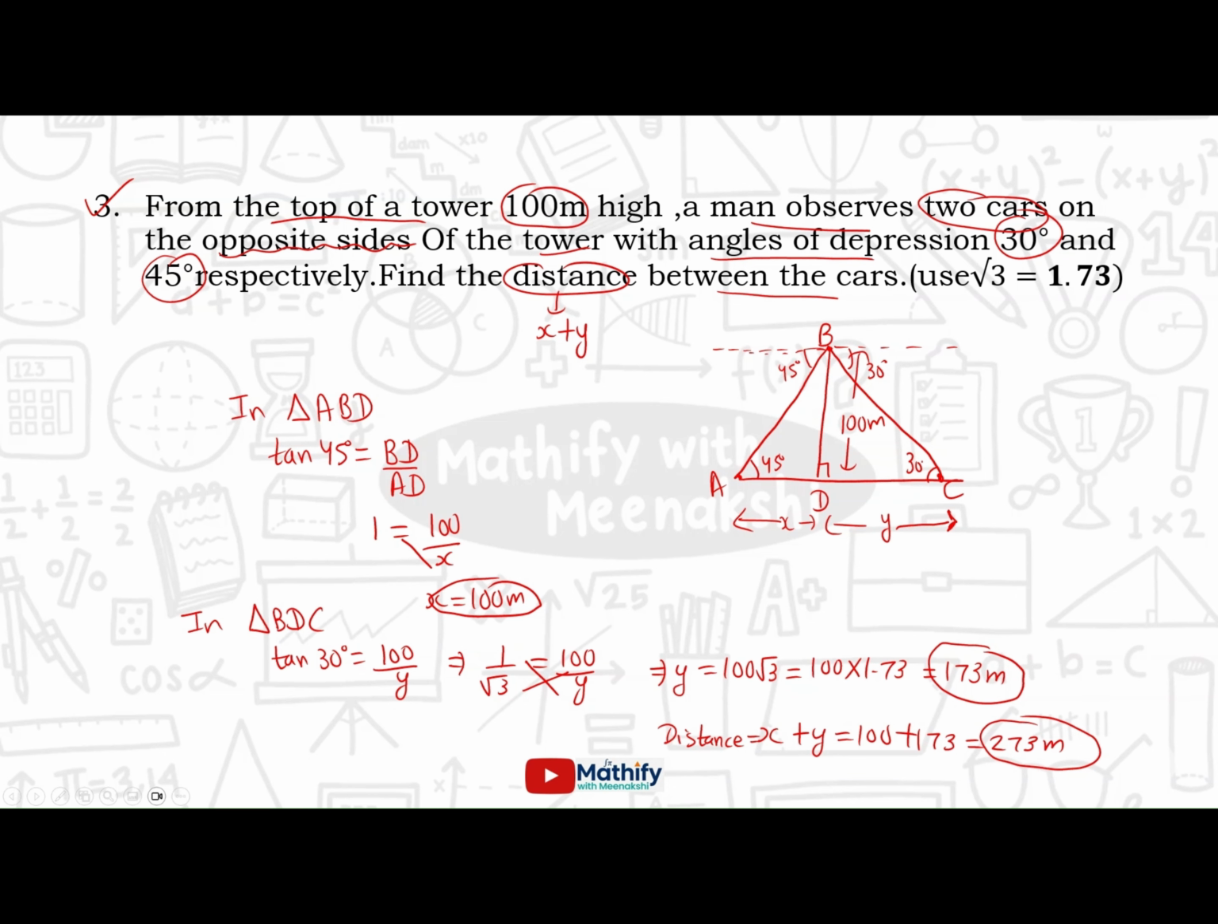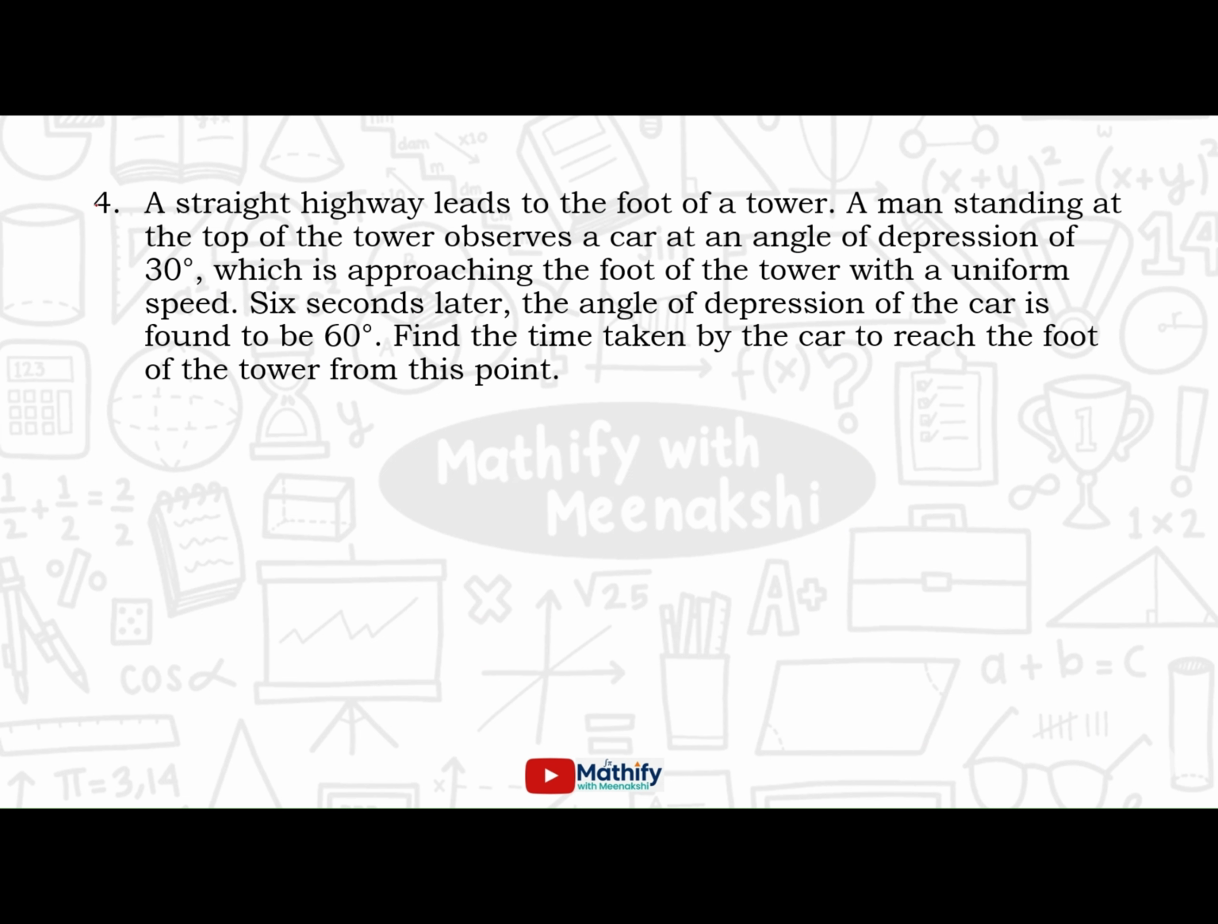Now let's move to the next question. Question number 4. It's given a straight highway leads to the foot of a tower. So let's draw. It's a straight highway that leads to the foot of a tower. The tower is always vertical to the ground. Now it's given a man at the top of a tower observes a car at an angle of depression 30 degrees. Suppose here it's A. Now you know angle of depression? Angle between the horizontal line and line of sight. This is 30. Although we can use alternate interior angles and we can write 30 here.